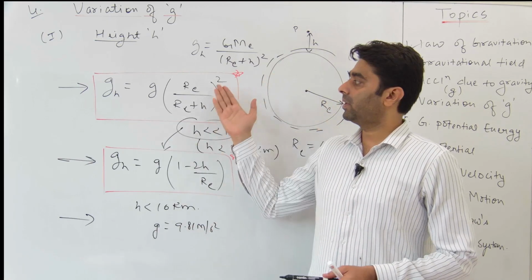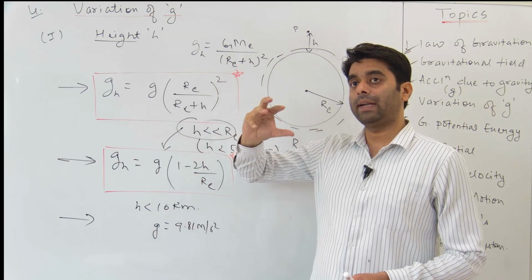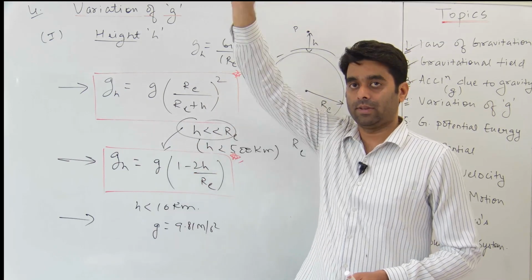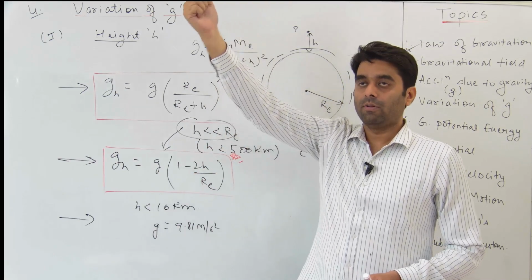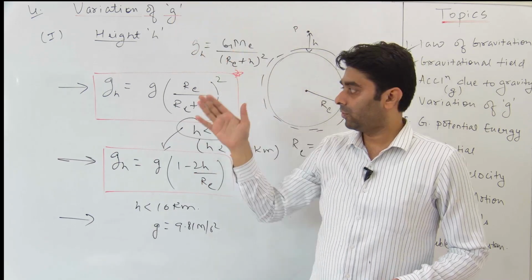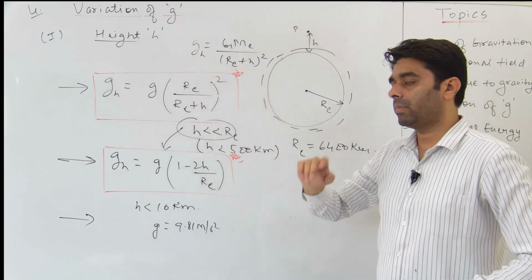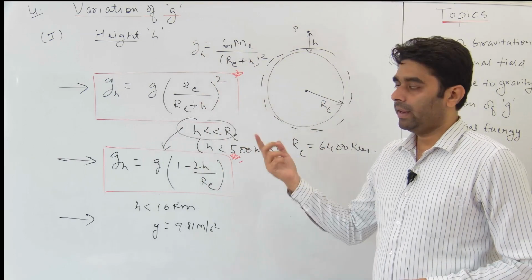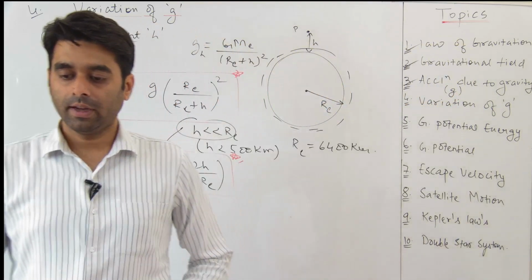Now in this chapter we will be discussing when the particle is taken to larger heights, when it is taken to 100 kilometer, 50 kilometer, or let's suppose 2 times the radius of Earth. Then the variation of g is given by these two results, right? Okay, next let us look at variation of g with depth.